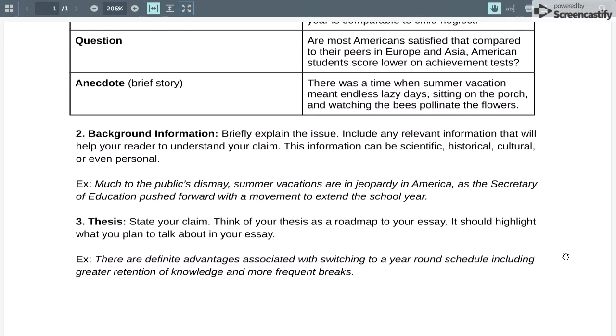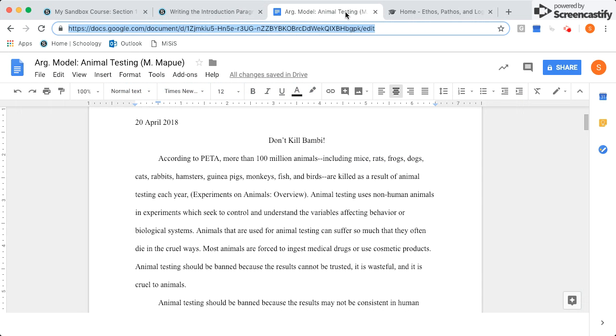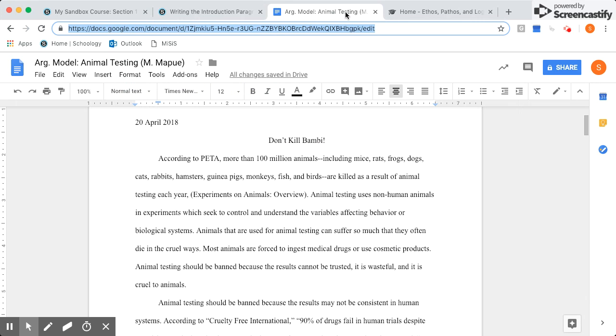So you'll choose your topic, the question that you're trying to answer. In the case of the model that I'm showing you, it is going to be animal testing, and then the reasons. So animal testing should be banned because X, Y, and Z. I'm going to go to the example page now. So remember, that's in that same green folder called Argumentative Model, Animal Testing.